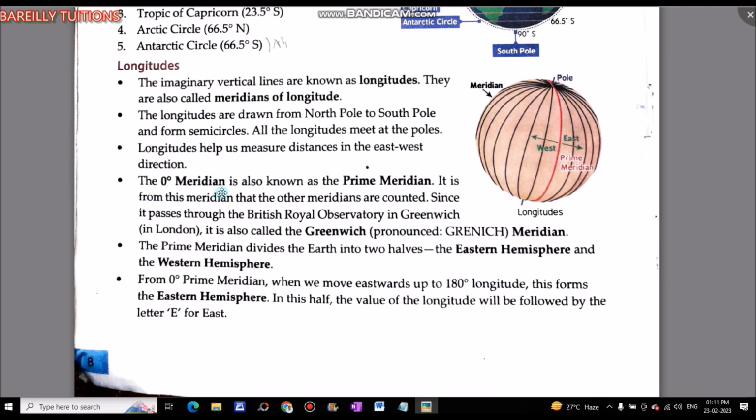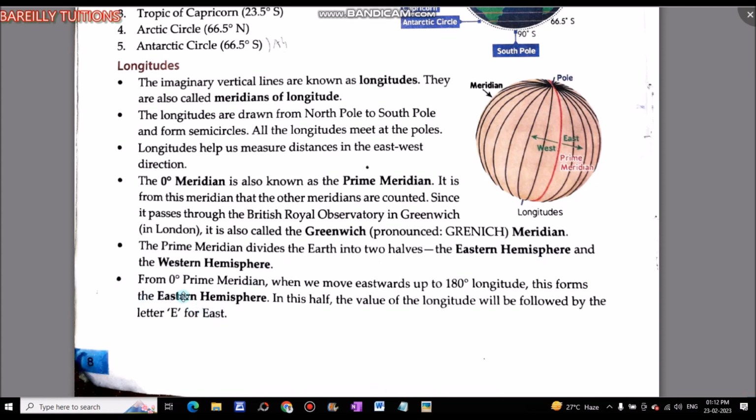The 0-degree meridian is also known as the prime meridian. It is from this meridian that the other meridians are counted, since it passes through the British Royal Observatory in Greenwich, in London. Greenwich meridian, pronounced Greenwich. The prime meridian divides the Earth into two halves, the eastern hemisphere and the western hemisphere.